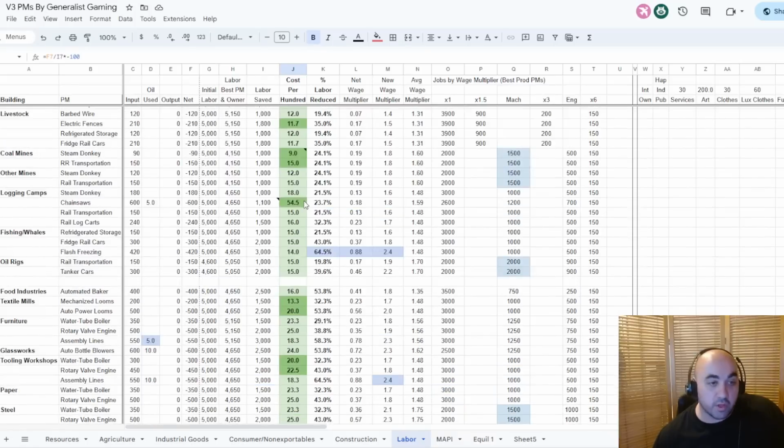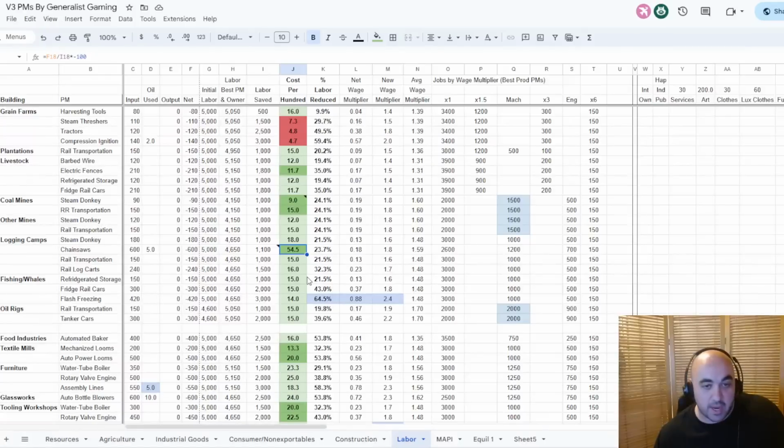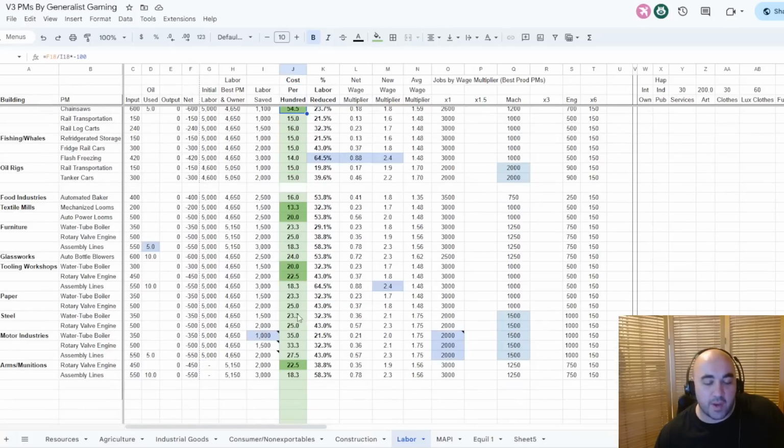And you can see, look at this, logging camps, chainsaws. For those of you who have never heard me complain about chainsaws, I complain about them all the time. But the chainsaws PM's cost per 100 labor saved is absolutely insane. We see a few cells in here to just evaluate it. If any of these PMs get updated, or you see them being wrong, I don't think they've gotten updated. So these things should be right, but I'm not 100% sure because checking everything manually does take a while.